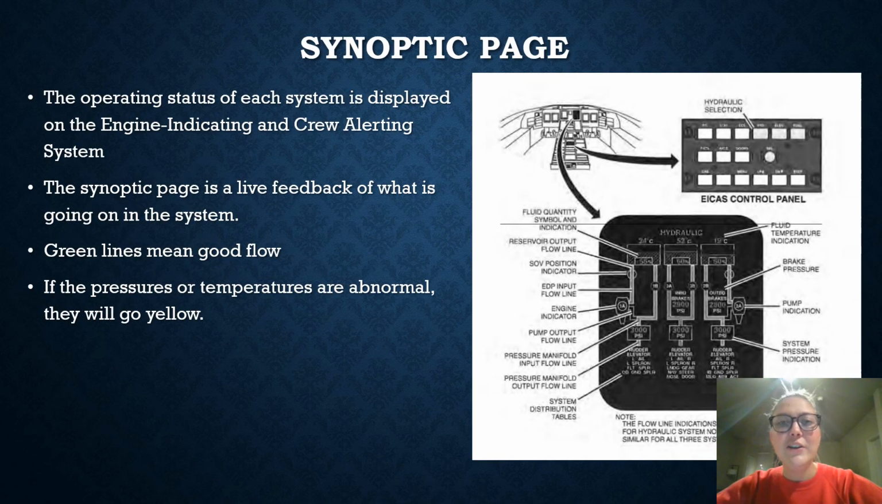If you take a look here on the right-hand side, the top left shows the flight deck. The darkened panel shows the synoptic page. It's just the operating status of each of our systems. So typically you want to see it in green. That just means everything is running smoothly. This essentially is just a live feedback of what is going on. So if you see that it is yellow, that just means something abnormal is going on and it needs to be monitored and checked out.